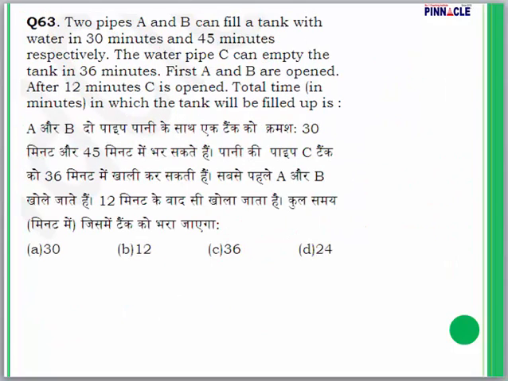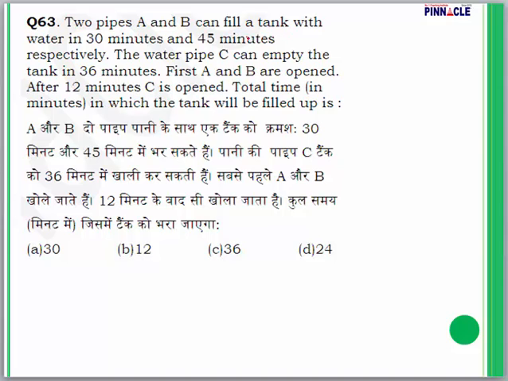Question number 63. Two pipes A and B can fill a tank with water in 30 minutes and 45 minutes respectively. Pipe C can empty the tank in 36 minutes. First, A and B are opened. After 12 minutes, C is opened. Total time in which the tank will be filled up is how much?